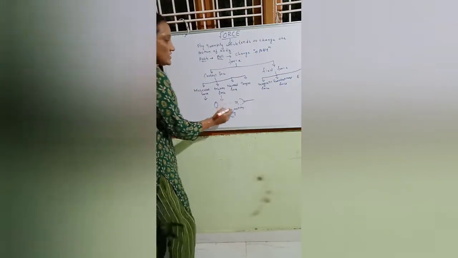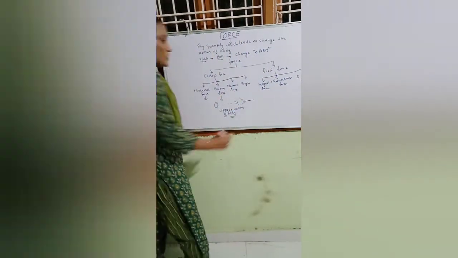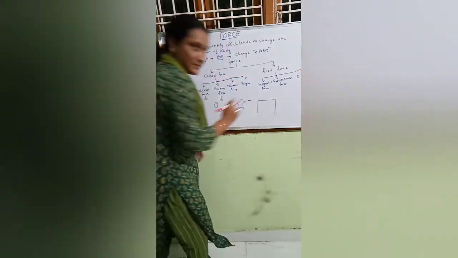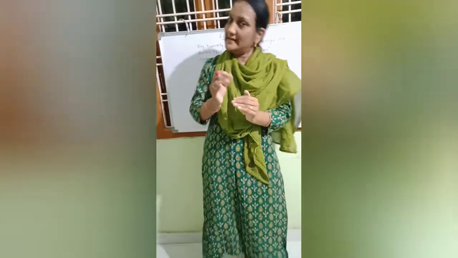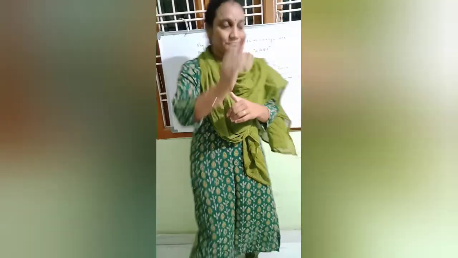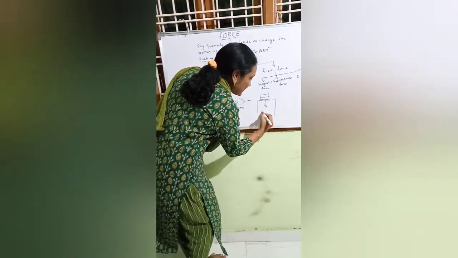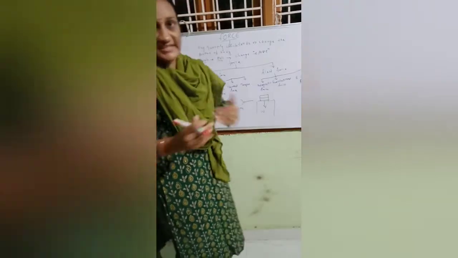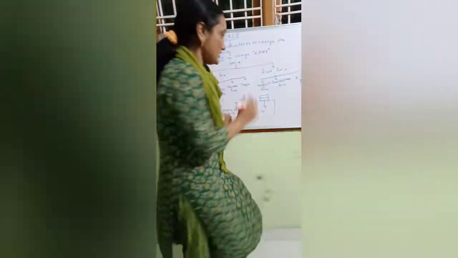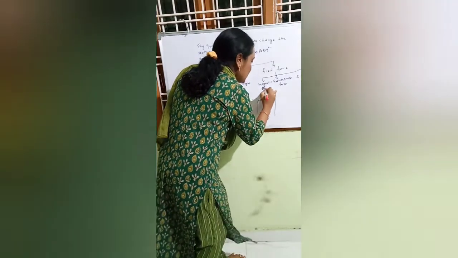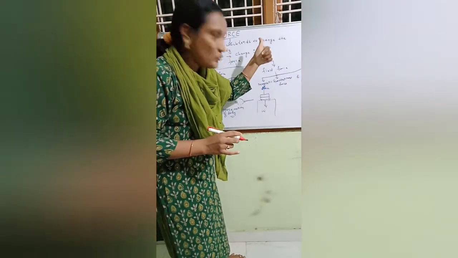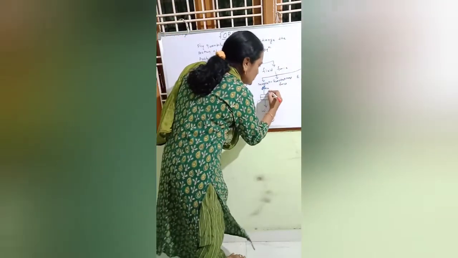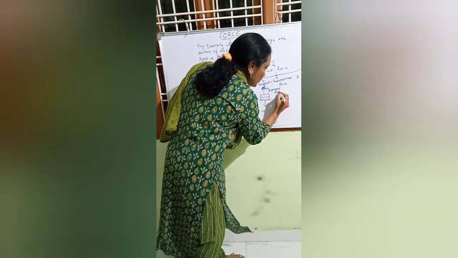Now the next one is normal force. Here, let it be a table. On a table I kept a bundle of books. The books have a certain weight, right? That weight acts in the downward direction, but some force acts perpendicular to these books in the upward direction. Those forces we call normal forces.